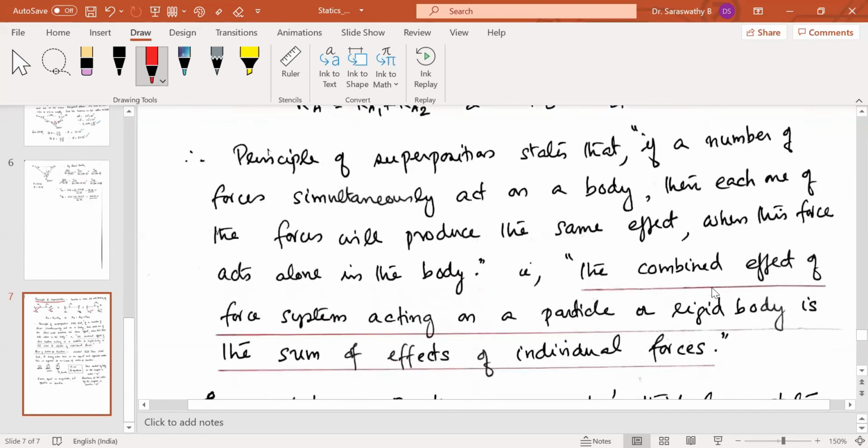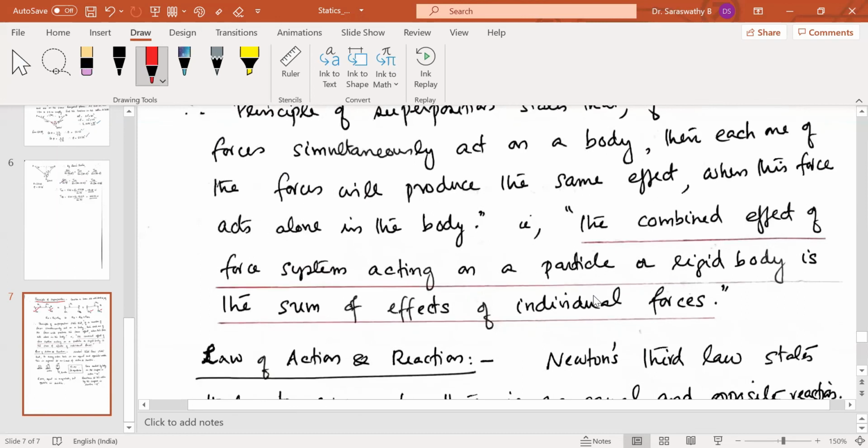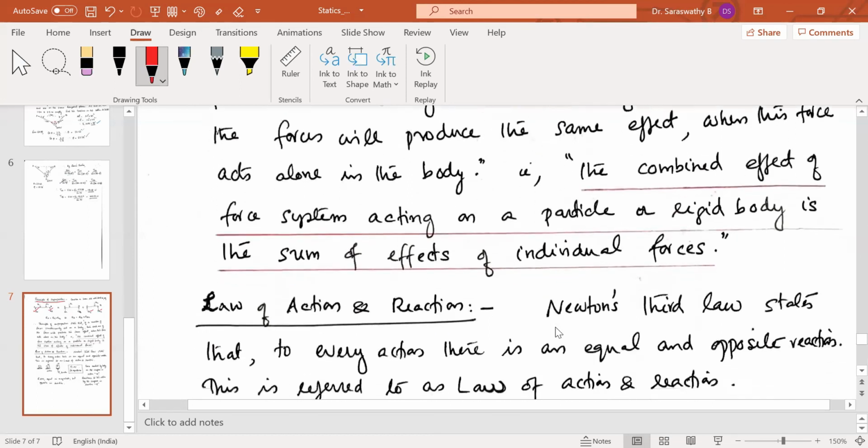Otherwise, the principle of superposition is nothing but: the combined effect of a force system acting on a particle or a rigid body is the sum of the effects of individual forces. The combined effect of a force system acting on a body is the sum of effects of individual forces. So that will also be made use of in our classes, and we will illustrate this law more clearly at that time when we use it.